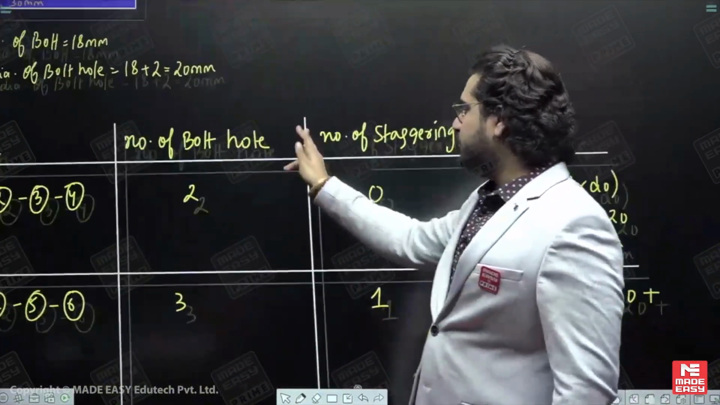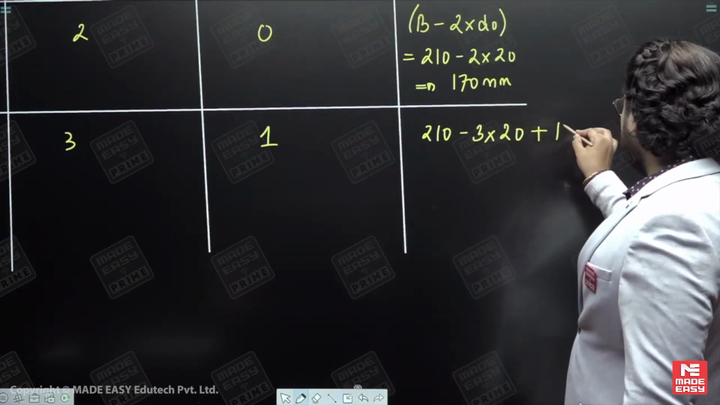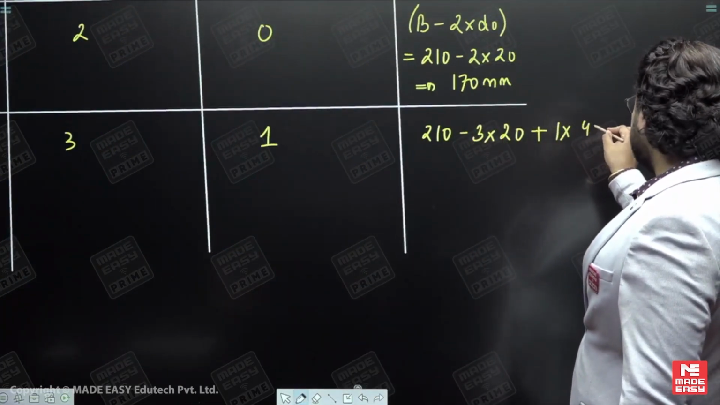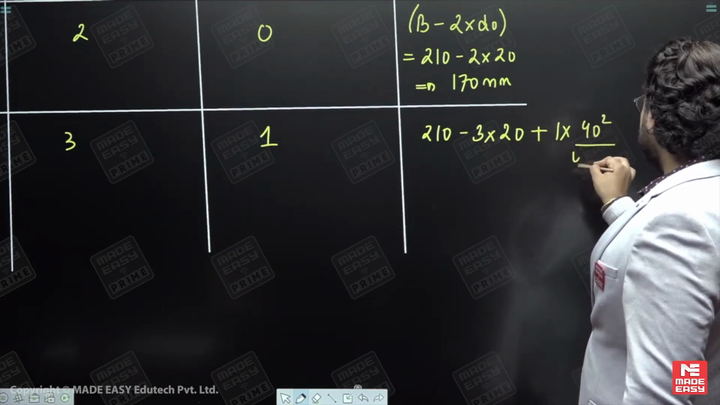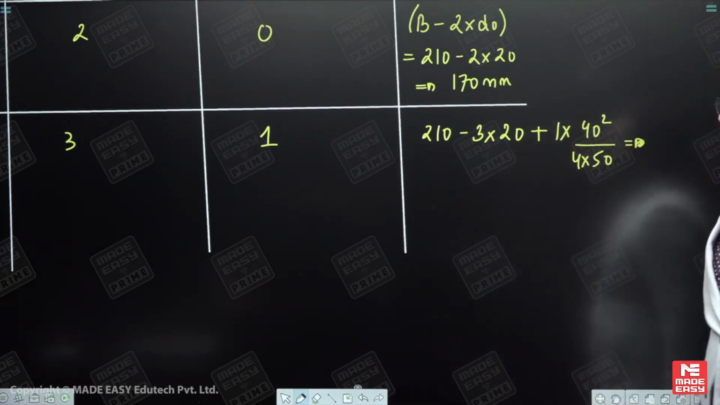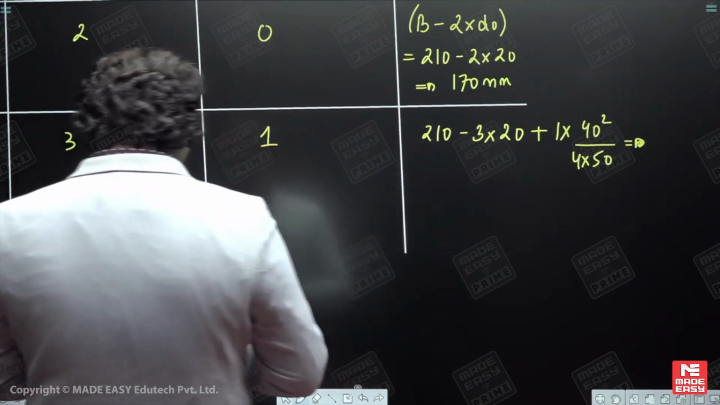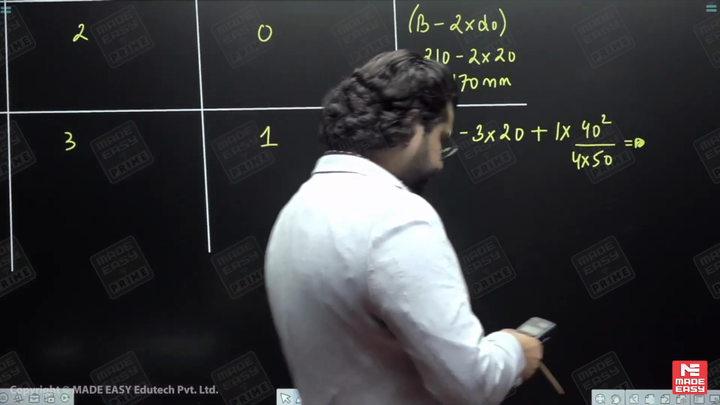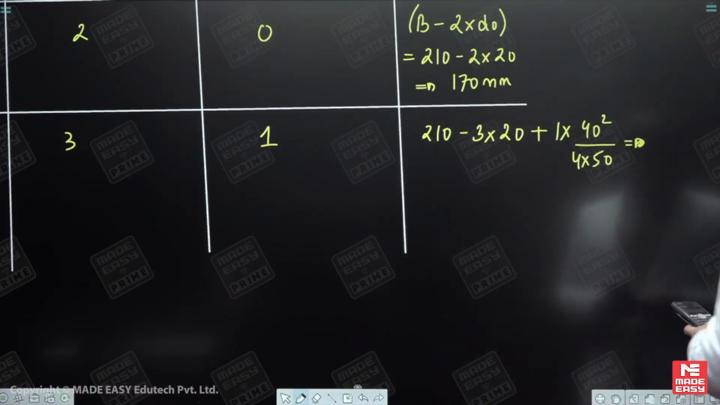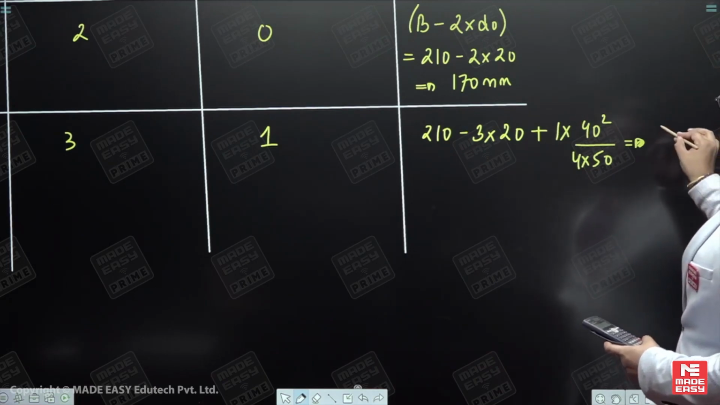P square by 4G. That means we will write down plus there is one leg of P square, that is 40 square by 4G. What is gauge distance? 50. Solving this will give you the minimum width value along this path. So solving this, 40 square by 4G, I'm getting the value as 158.